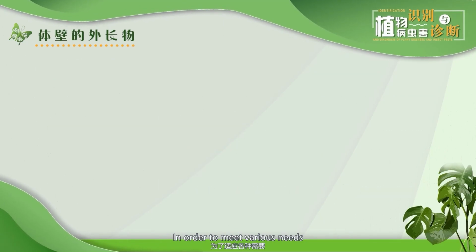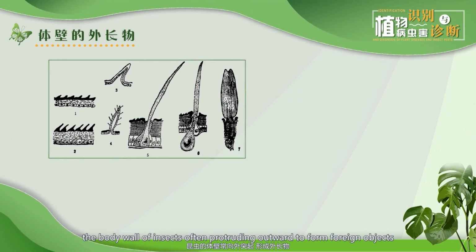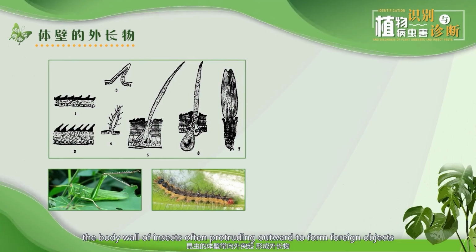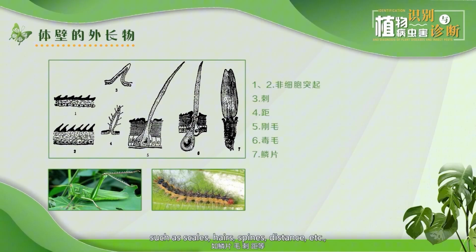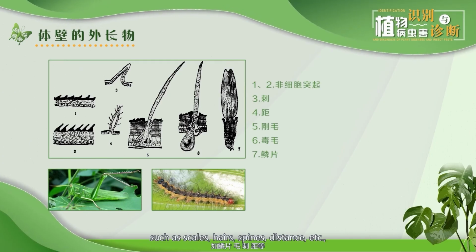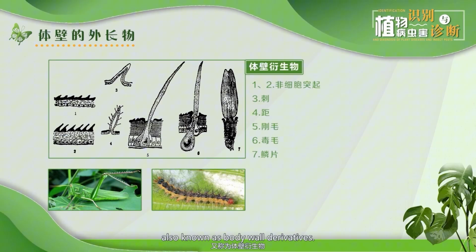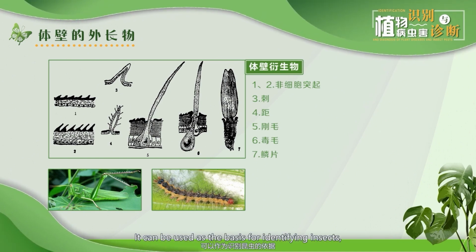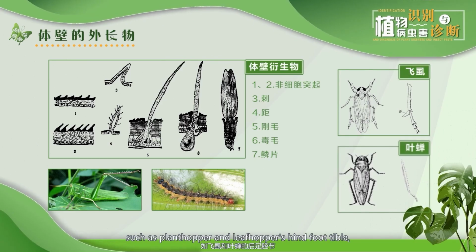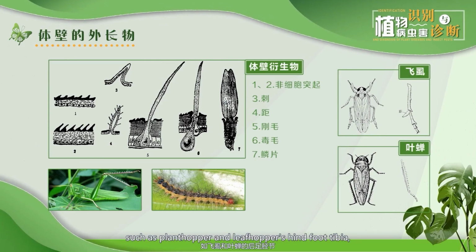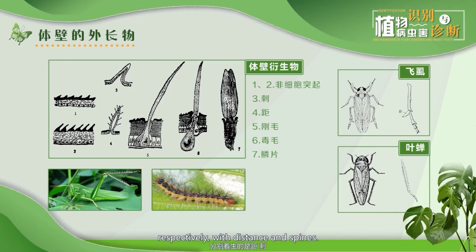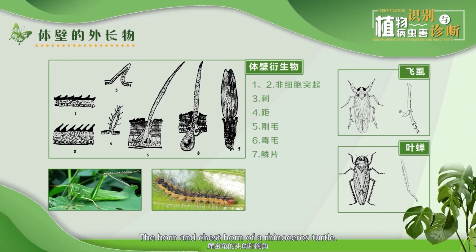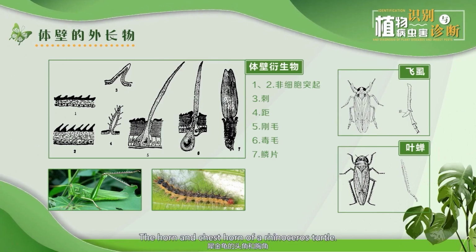In order to meet various needs, the body wall of insects often protrudes outward to form outgrowths, such as scales, hairs, spines, spurs, etc., also known as body wall derivatives. They can be used as the basis for identifying insects, such as the planthopper and leafhopper's hind leg tibia, which have spurs and spines respectively, and the horn and chest horn of a rhinoceros beetle.